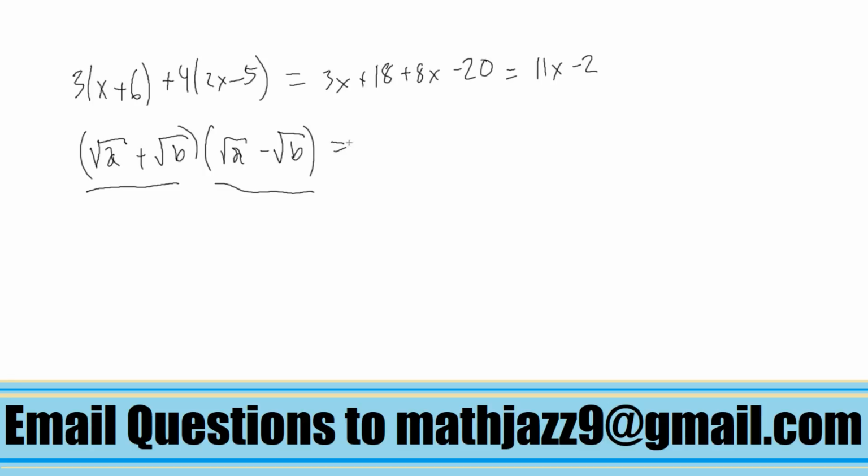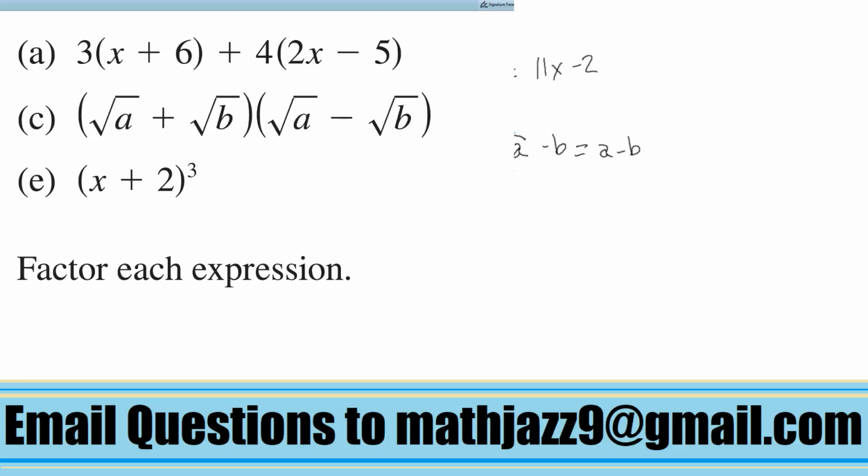Okay, so we get square root a times square root a is a. Then we get square root a times negative square root b is negative square root a square root b. The next one is square root b square root a. And the last one is minus b. And we notice that these middle terms cancel out. So we're left with a minus b.